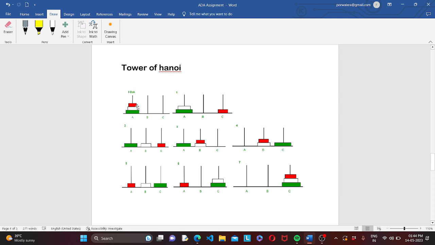So here in our first picture, we have shifted the smallest one, the red disk, from A to C using B. Then in the second one we have shifted our second disk, which is the white one, from A to B. And in the third picture we can see we have shifted the red colored disk from C to B. Then we have shifted our green disk from A to C. Then we have shifted our red disk from B to A. Then we have shifted our white disk from B to C.